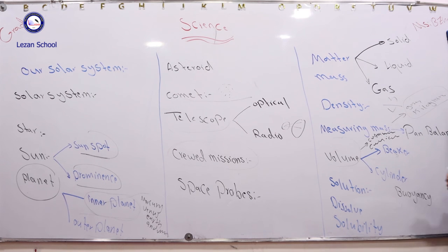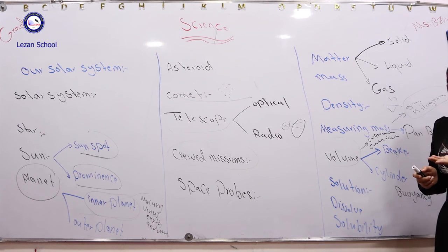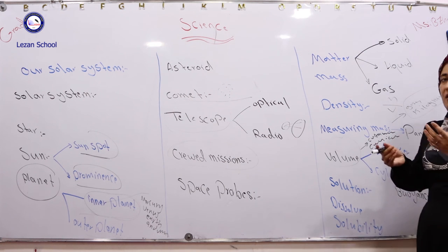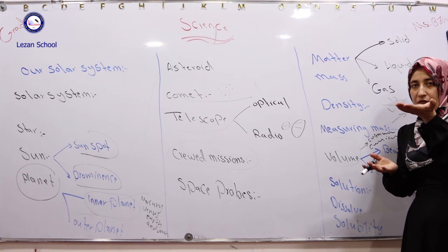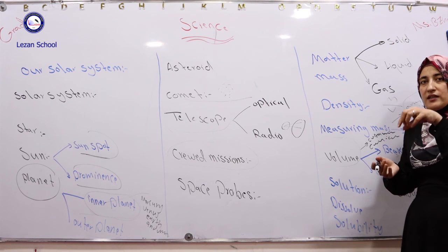Buoyancy means what? It means the ability of a substance to float on the surface of water. For example, if we have paper, the paper will float on the surface of water and not sink. But when you put a rock into the water, it sinks.